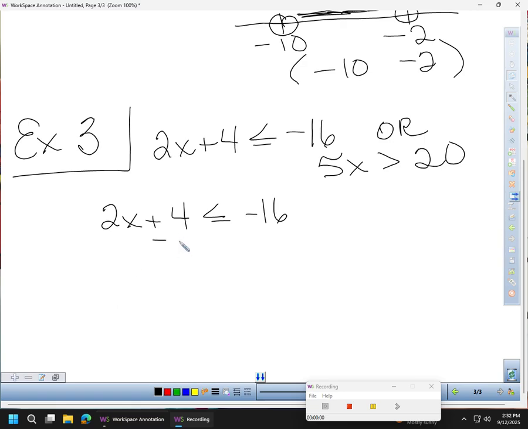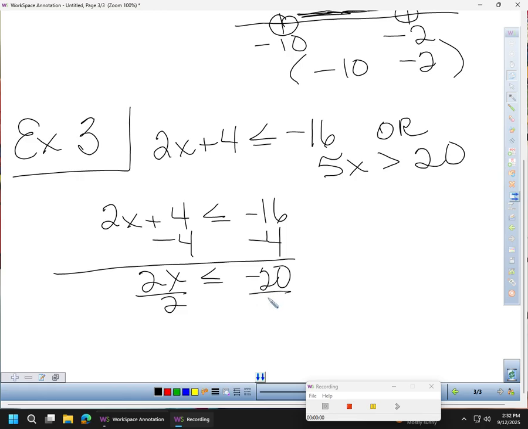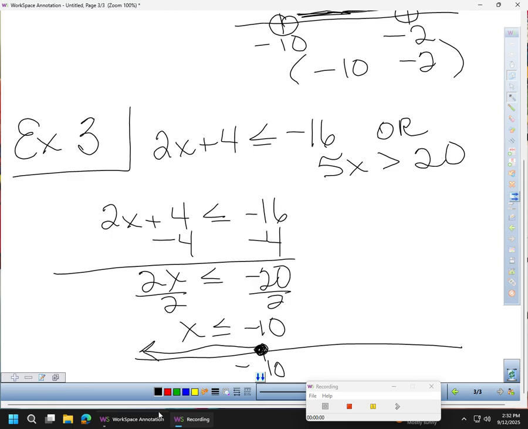I start by subtracting 4. So I have 2x less than or equal to -20. And then I have to do what? So I have x is less than or equal to negative 10. I heard that. I'm going to go ahead and put that on my number line right now. Negative 10. Is that an open or closed dot? Closed. In which direction does this go? To the left. Exactly. It goes that way.